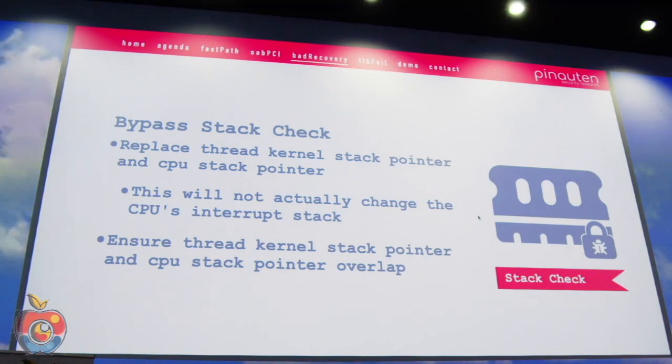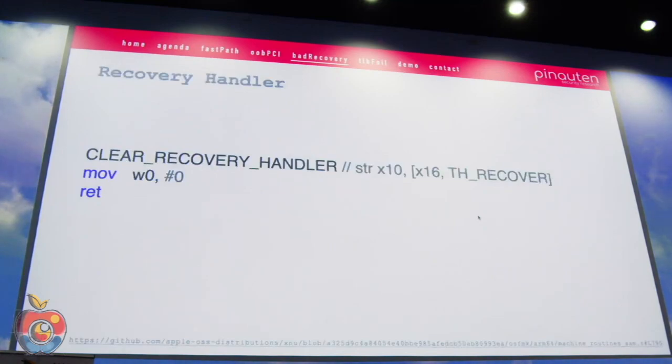So what we do, as I said, is we replace the kernel stack pointer and the CPU's interrupt stack pointer. Importantly, this will not actually change the CPU's interrupt stack because that's impossible, but it will change the stack pointer in that data structure, and the kernel will be able to verify it. After ensuring that the kernel stack pointer and the CPU's interrupt stack overlap, we will then pass all the checks. We will trigger the data abort, and we will be at the recovery handler right at this code.